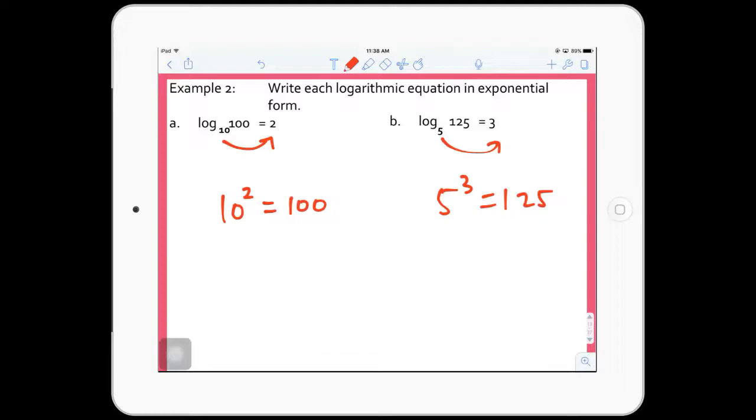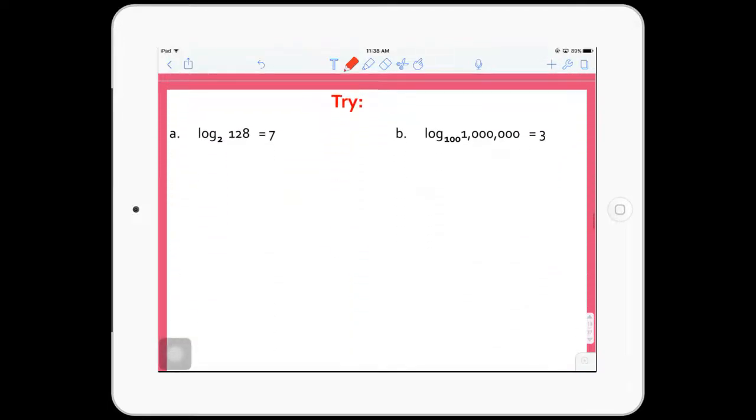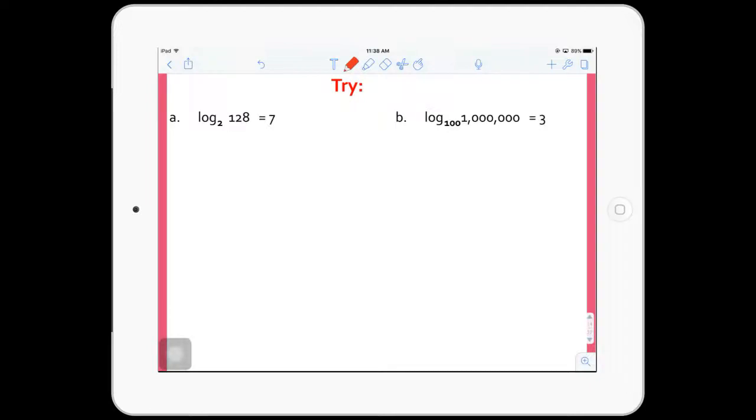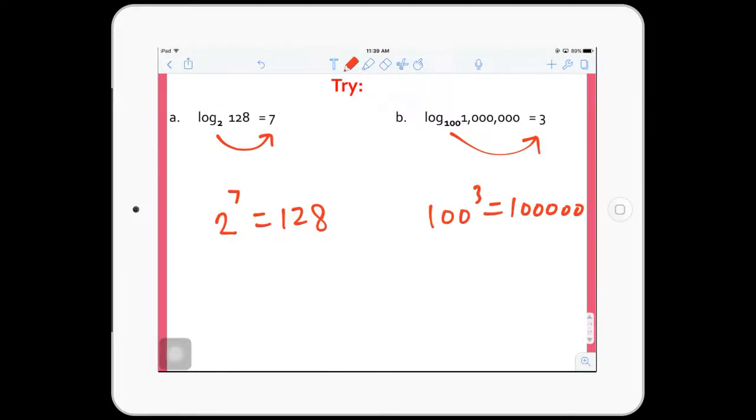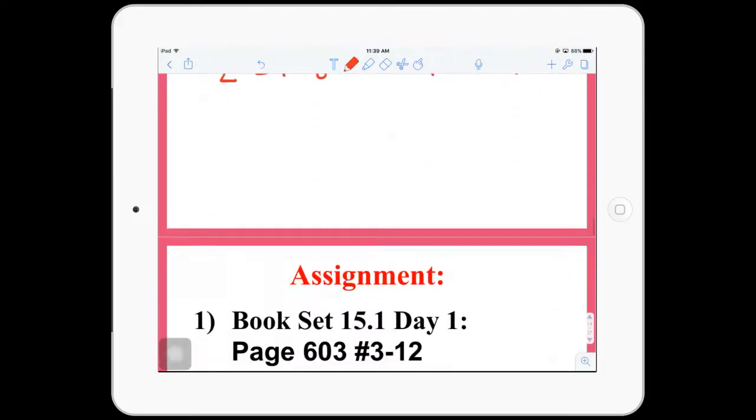Let's have you try a couple problems. Make sure you pause the video and try these problems before you look at the answer. Let's take a look. Again, you raise 2 to the 7th power equals 128. And 100 to the 3rd power equals 1 million. Okay, and that's how you write the logarithm back to exponential form.